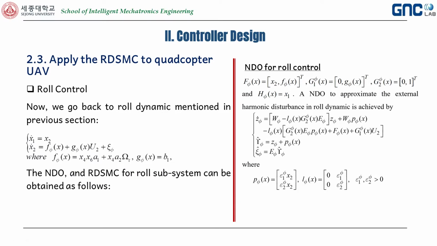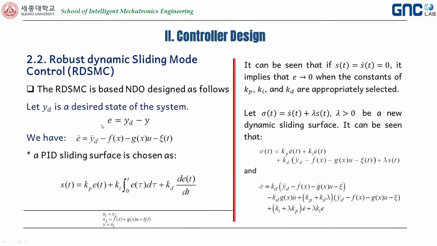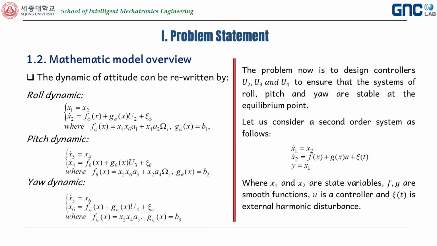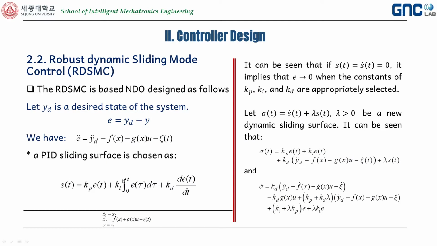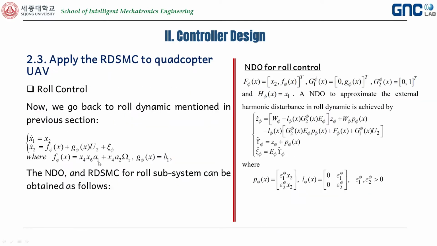Next, we will apply the robust dynamic sliding mode control and a nonlinear disturbance observer to a quadcopter UAV, starting with roll control. Now we will go back to the roll dynamics mentioned in the previous section. You can take a look: this is the roll dynamics, pitch dynamics, and yaw dynamics. This is the roll dynamics subsystem.